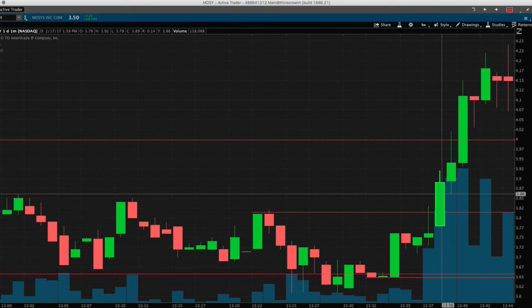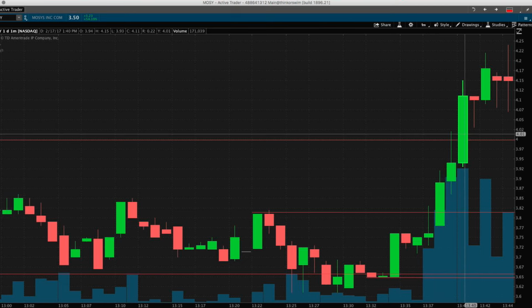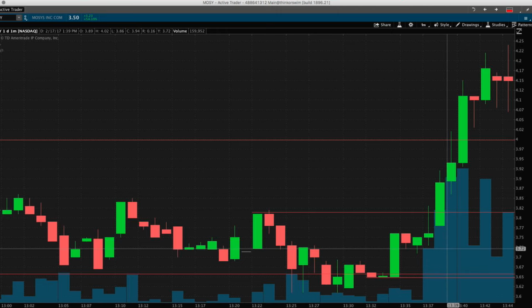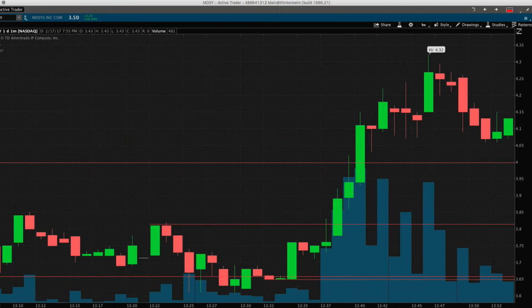And what's happening here is all these shorts are trying to cover because they're worried it's going to go higher, and they know that if they don't cover now, they might get out for a loss later. So they're trying to buy. The buying pressure increases. You get a ton of volume here. This shoots up to 4.32.